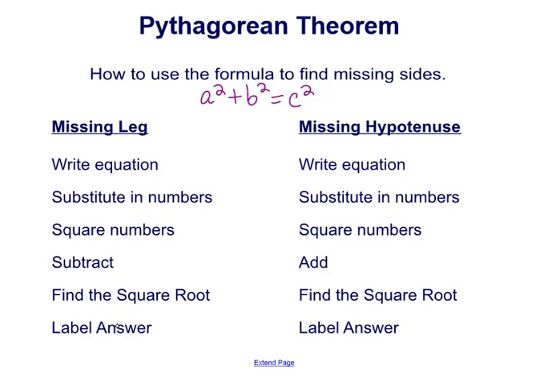But sometimes you could be missing the hypotenuse of the triangle. In that case, you would use that equation for the Pythagorean theorem, substitute in the numbers, then square the numbers, but then add and find the square root and label the answer. These are the two processes we can use to find the missing side length. You just have to determine if you're missing a leg or a hypotenuse first, so you know which process to use. So let's look at a couple examples.